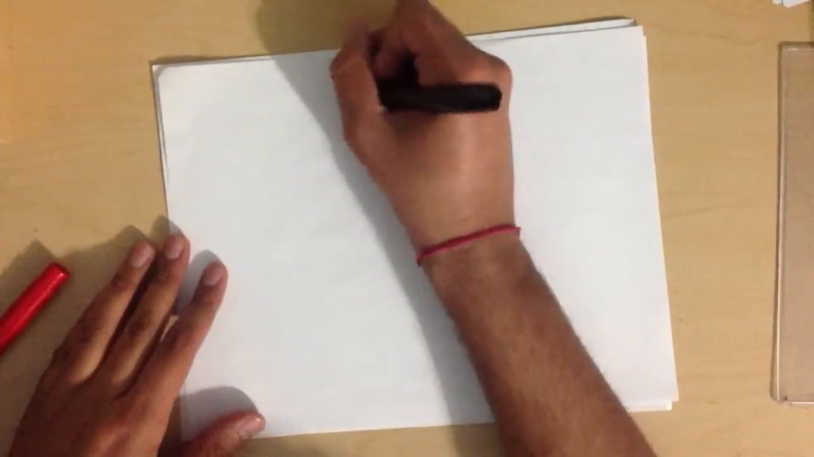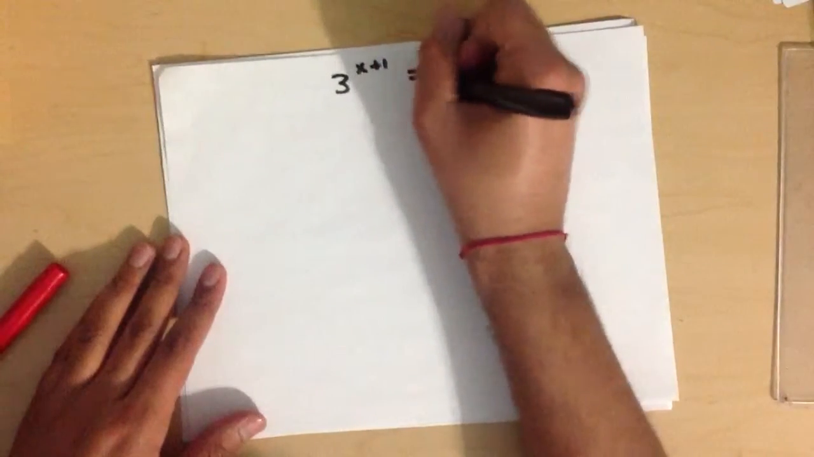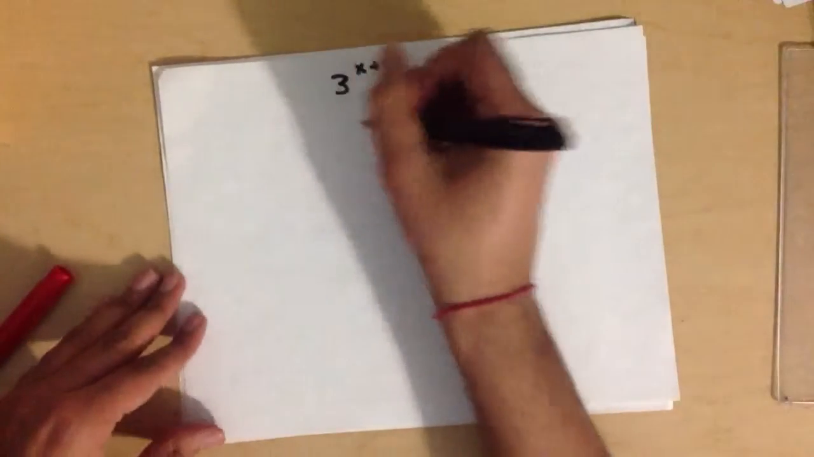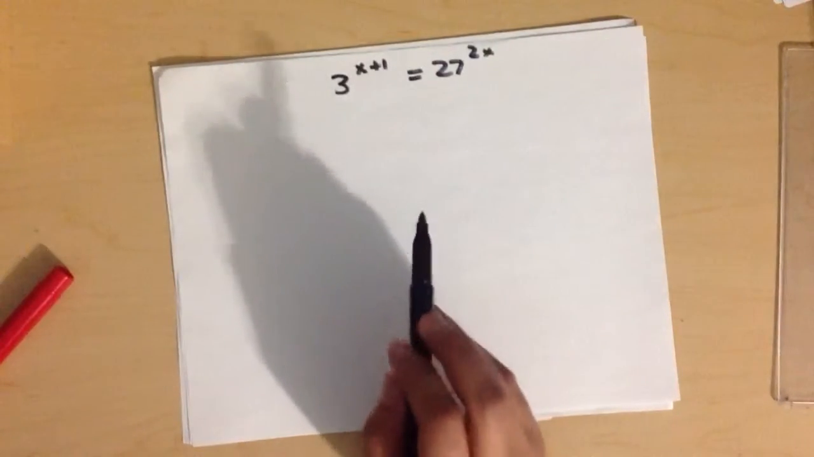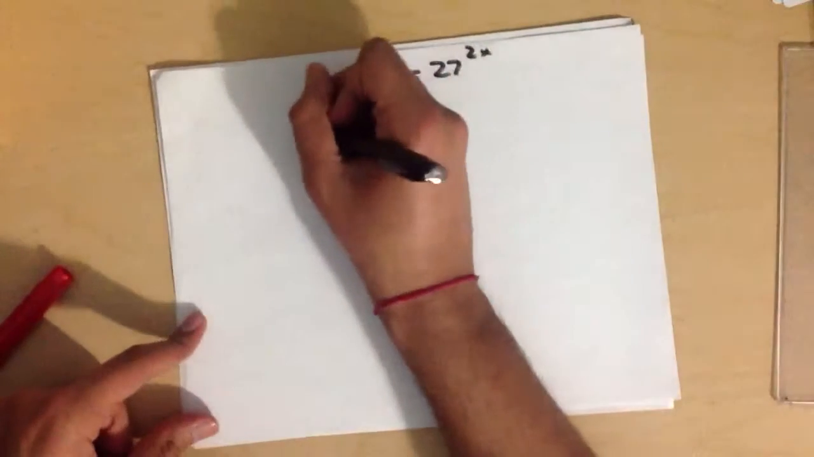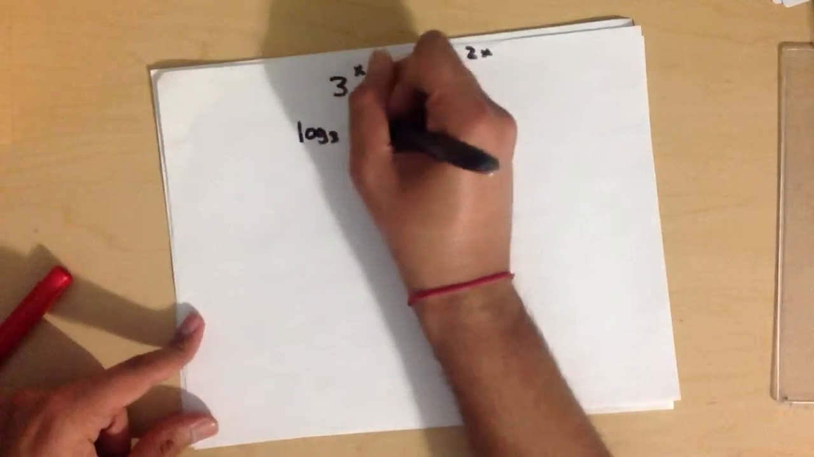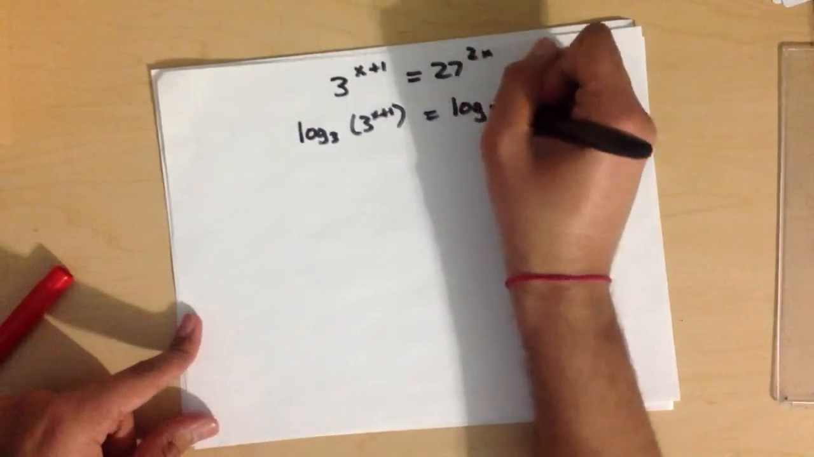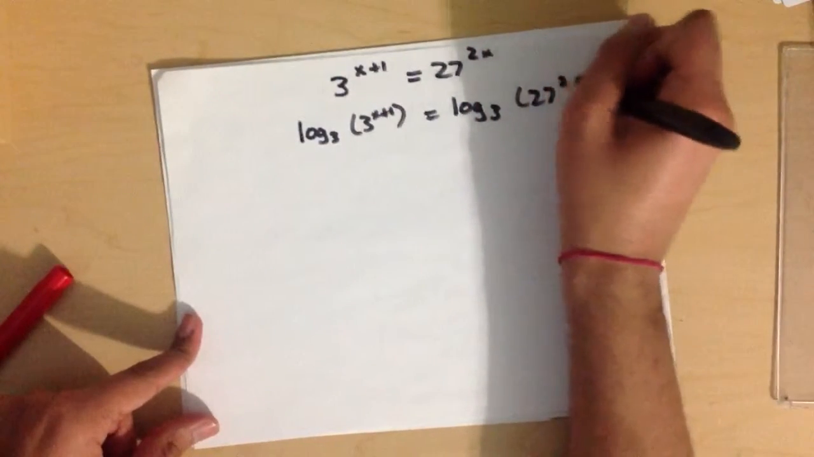So I'm just going to write the question down again. So 3 to the x plus 1 is going to be equal to 27 to the 2x. So how are we going to solve this one? What you want to do is take a log, but you want to take the same base. So this one we're going to take base 3 logarithm. So it's going to be log base 3 of 3 to the x plus 1 is going to be equal to log base 3 of 27 to the 2x.